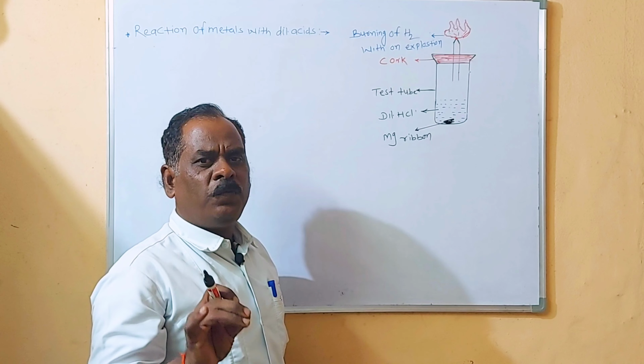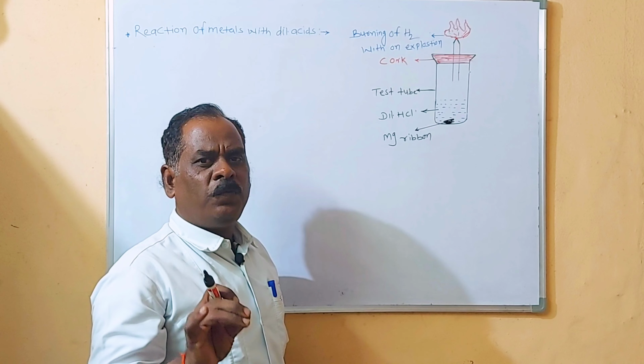Hello student, in the last lecture we studied the neutralization reaction and the types of salts. Today I will teach you the next point in the 5th chapter: the reaction of metal with a dilute acid. You take any reactive metals.